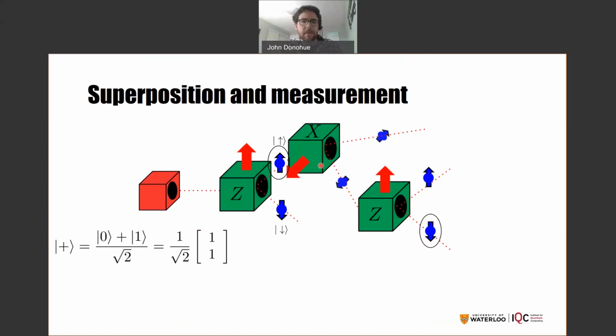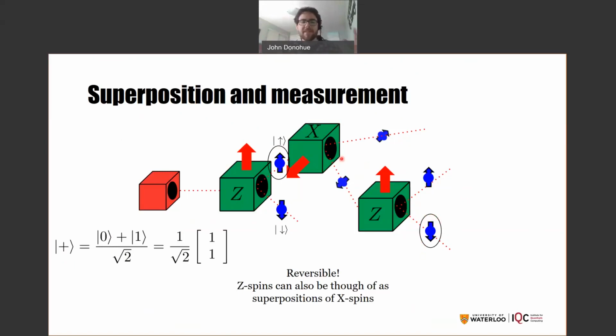Okay? So it started off spin up. We asked the spin up electron, are you spin left or spin right? And then we asked the result of that, are you spin up or spin down? And even though we originally know that they were spin up, we do see some spin down component. Okay, and the way to imagine this is that it's reversible. Those Z spins can also be thought of as superpositions of X spins.